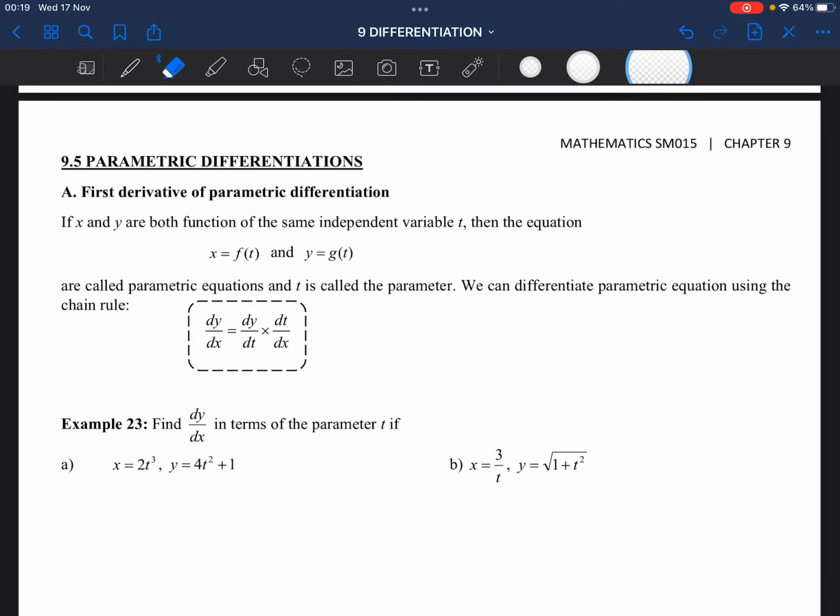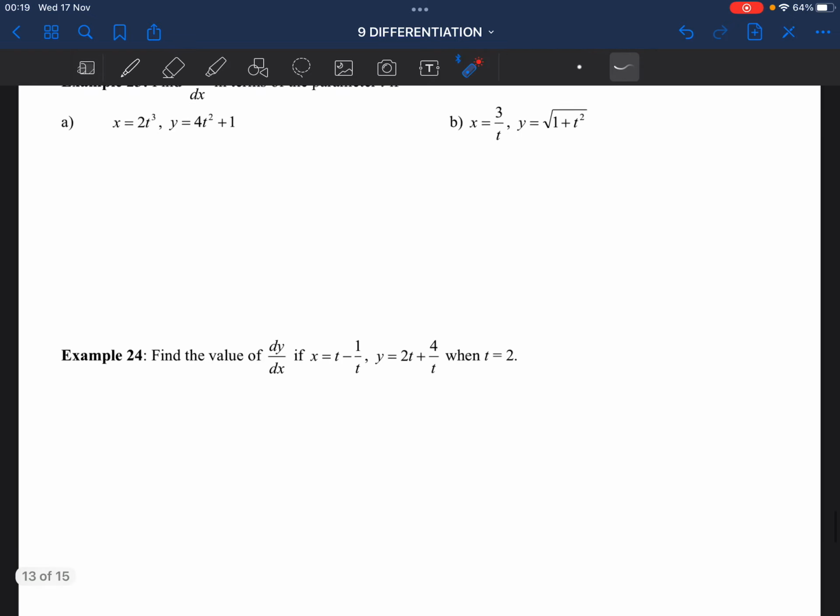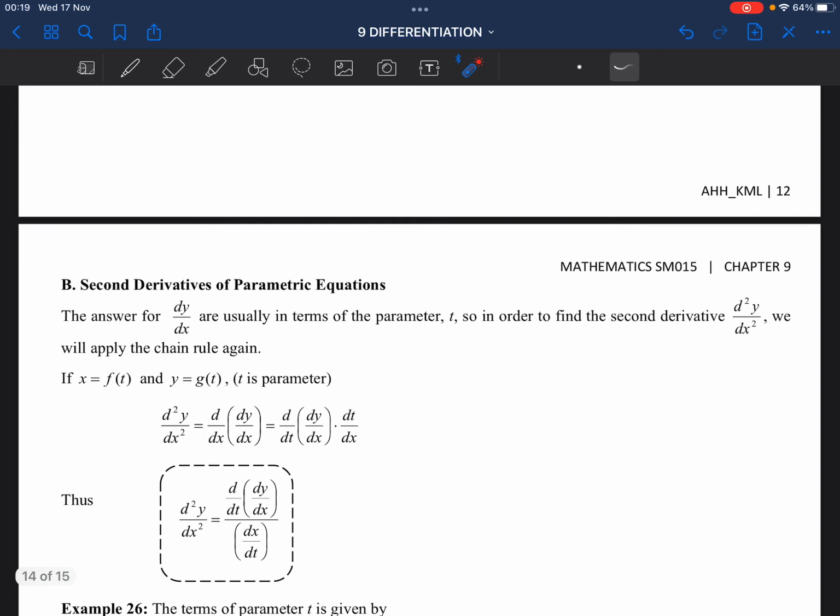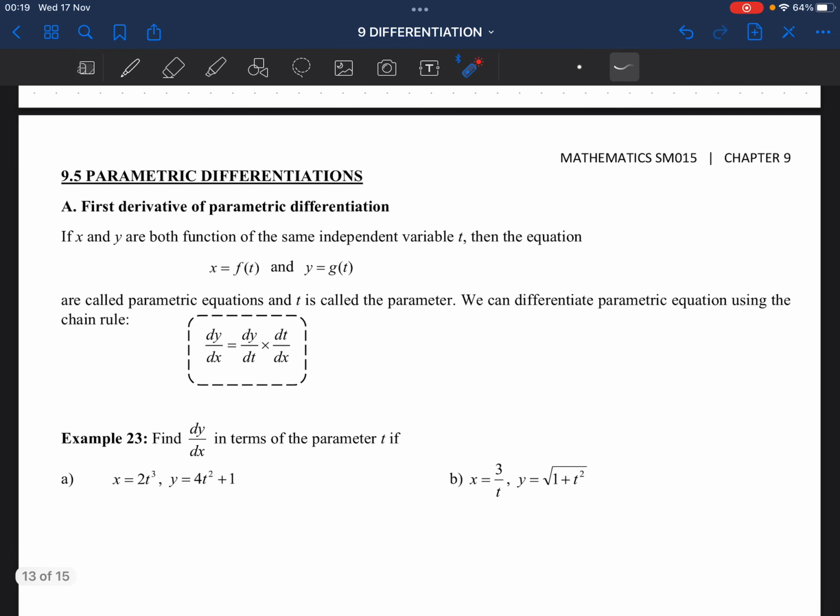So we are in the last part for chapter 9, which is parametric differentiation. For parametric differentiation, there are two formulas that you have to know. This is one formula here, and the other formula here. This formula, we are going to use to find the second derivative, and this formula we are going to use to find the first derivative.